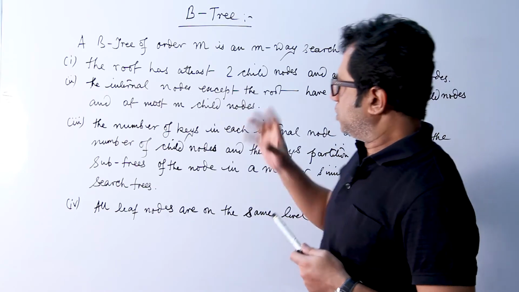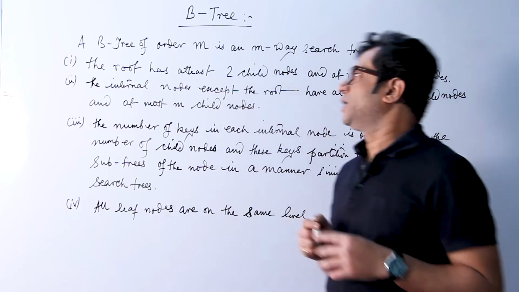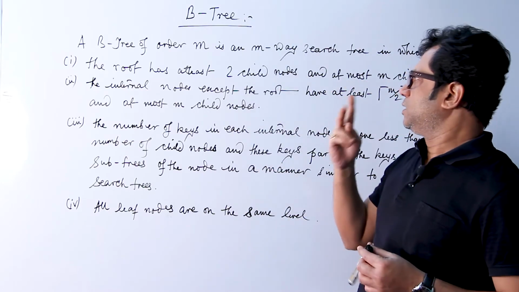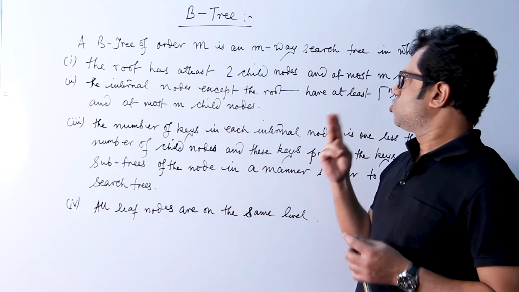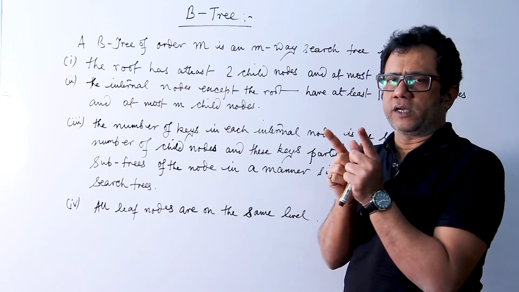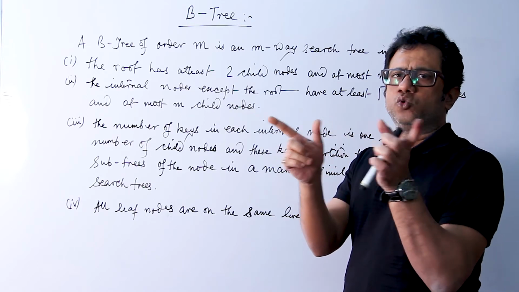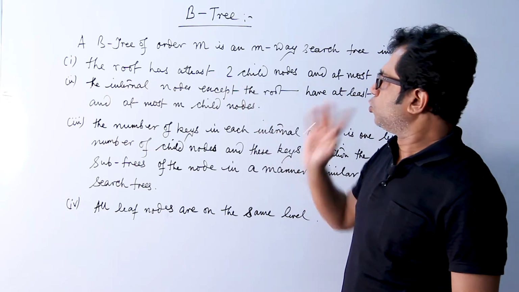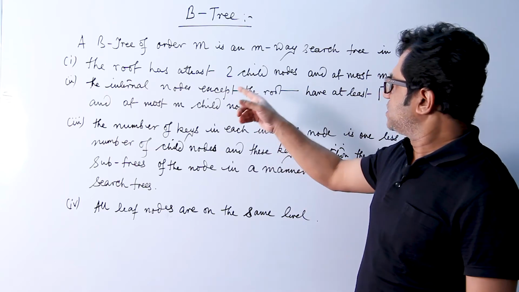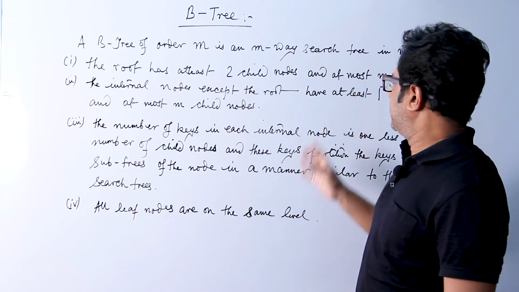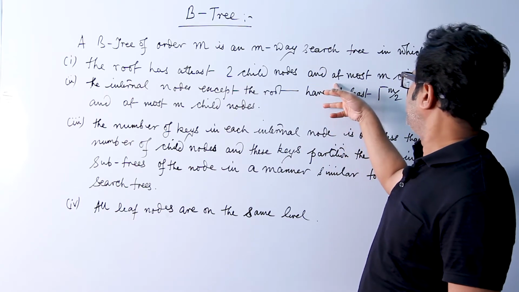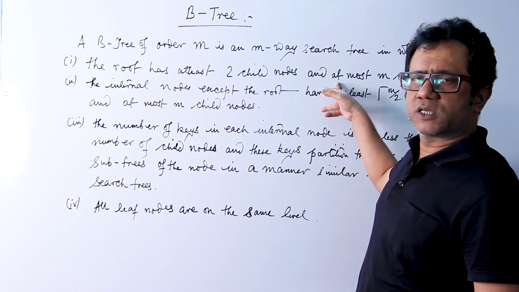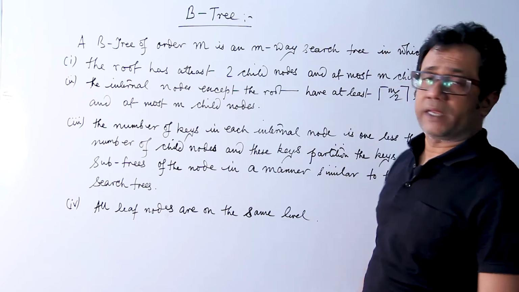So the root node of the B tree should have at least two child nodes, that is, there should be two pointers leading to two subtrees from the root node, and that is the at least two child nodes case. At most there can be m child nodes, where the order of the B tree is m.